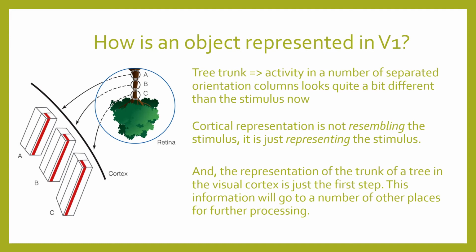And the representation of the trunk of the tree in the visual cortex is really, again, just the first step, because we need to process this information and recognize it as the trunk of a tree, and that it's related to this bushy tree, these leaves and everything that's on the top.